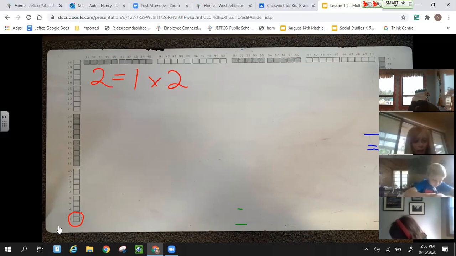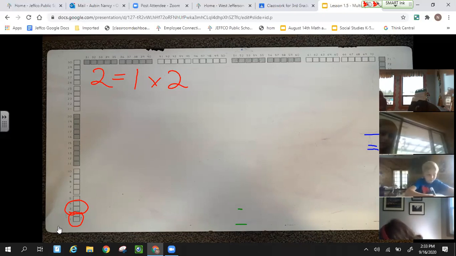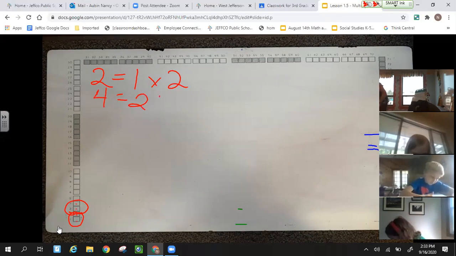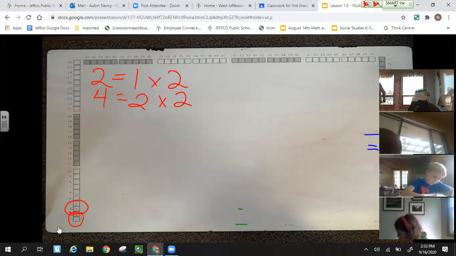Okay, now we're going to circle another group of 2. Now I have 2 groups. If I count them, I have 1, 2, 3, 4. So now I've got 4 equals 2 groups of 2. So if I have 2 groups of 2, which I'm showing you on my board, that's going to equal 4. It's the same thing as saying 2 plus 2.